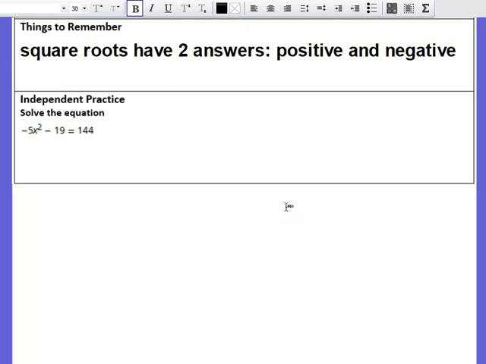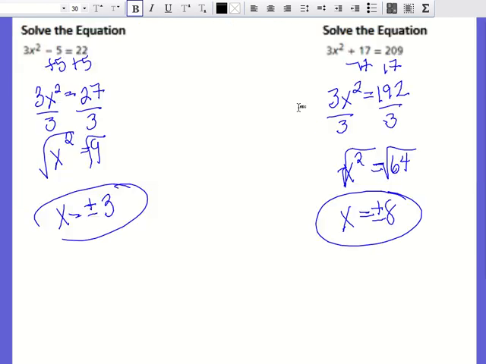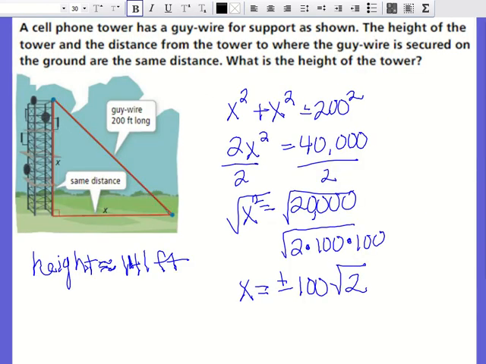Perfect. All right, so there's your independent practice. Solve it like we did here would be the best examples to look at.